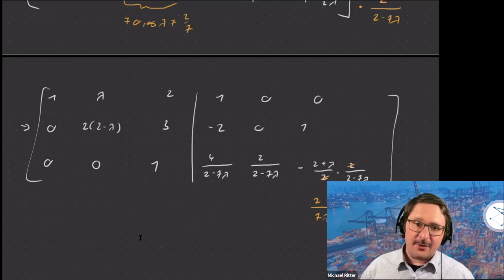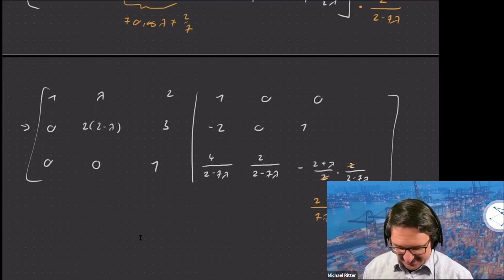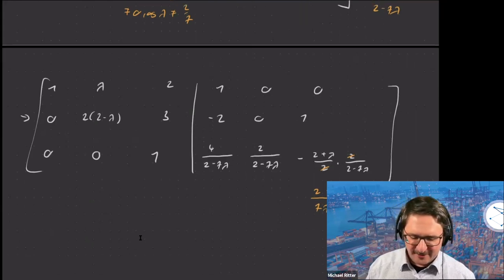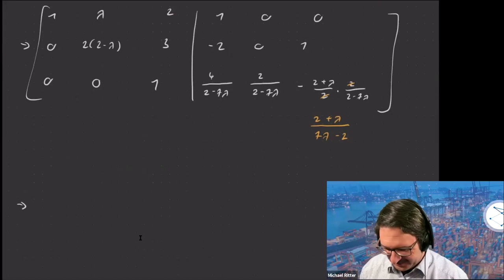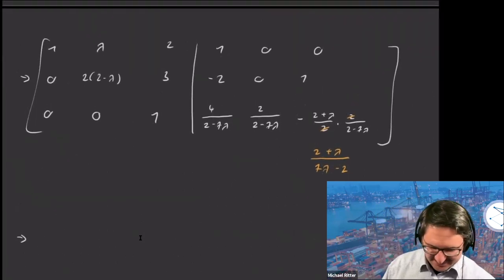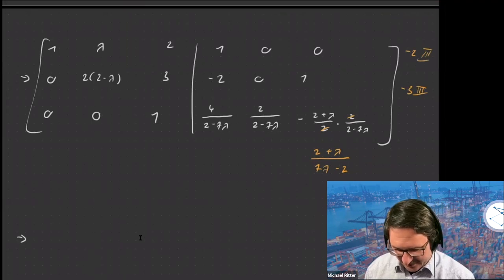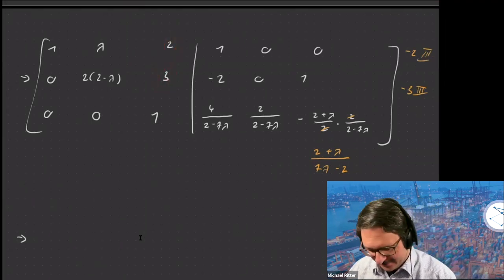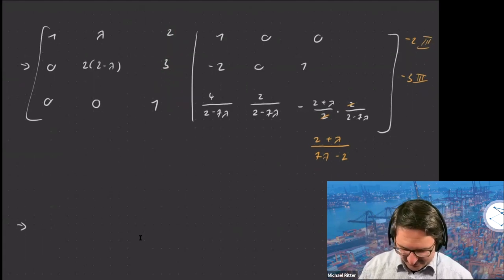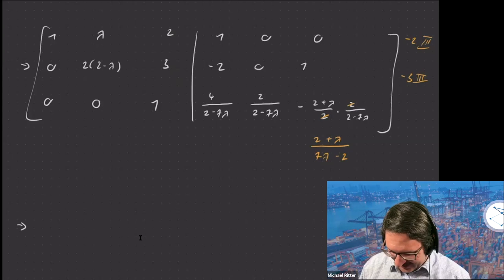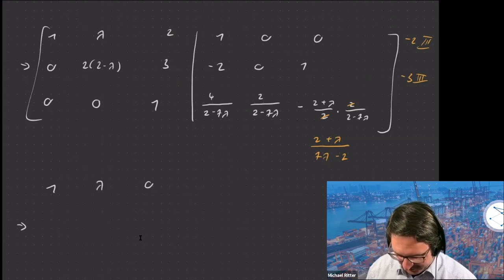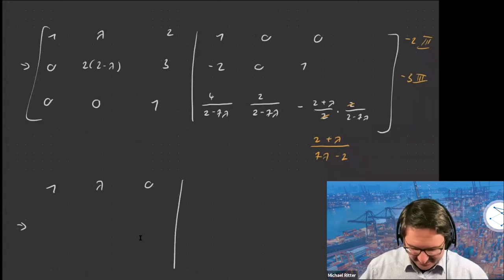Okay. And now we have to do the backwards operations. And you can imagine the expressions on the right are now really getting ugly. So next steps that we're going to do is we have to subtract 3 times the last row here and 2 times the last row here to get rid of this 3 and of this 2 here. So let's see if we can do this correctly. New first row is going to be, the left-hand side is easy. That's 1 lambda 0.